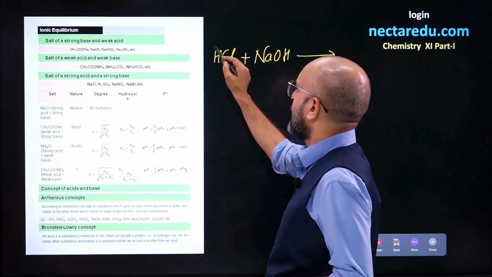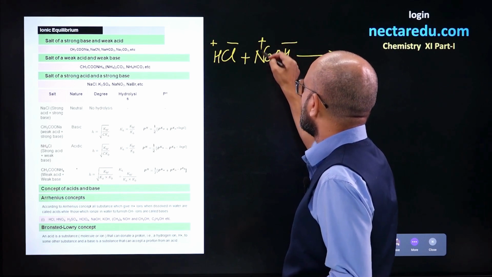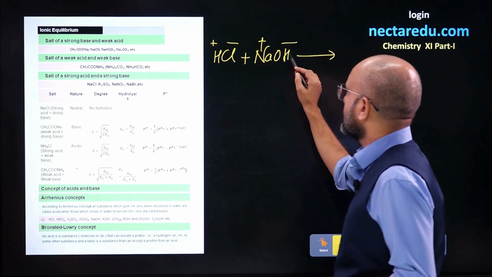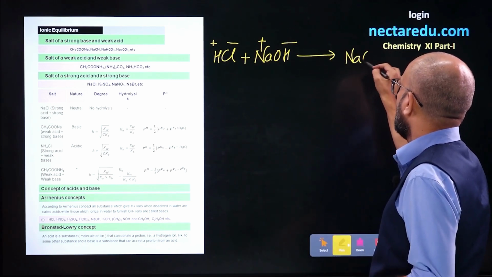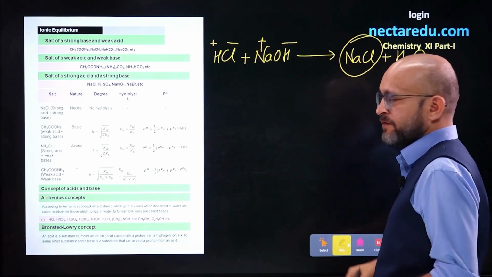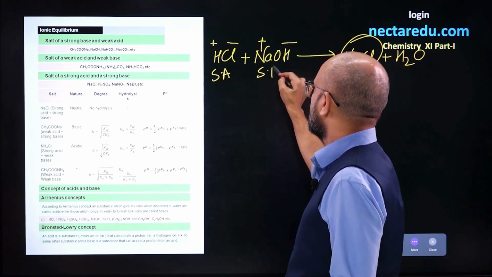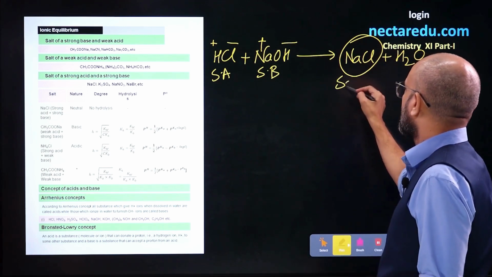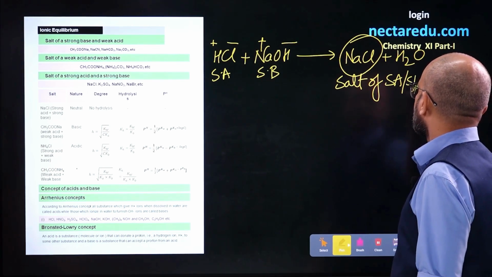salts. Just identify the ions: H plus, Cl minus, Na plus, OH minus. So this plus will go with this minus, this minus will go with this plus. What you will get? NaCl and water. So this is your salt. This is a salt of a strong acid and a strong base.